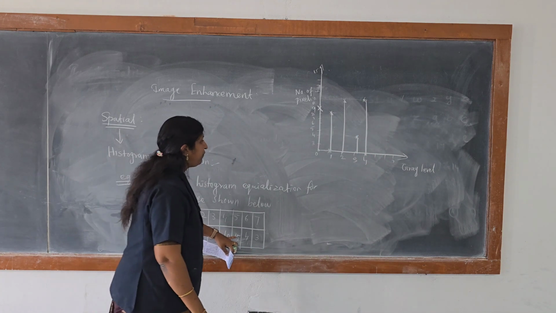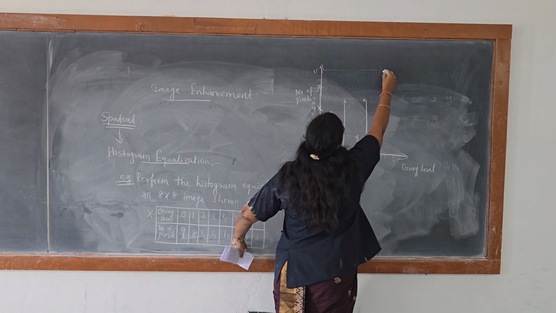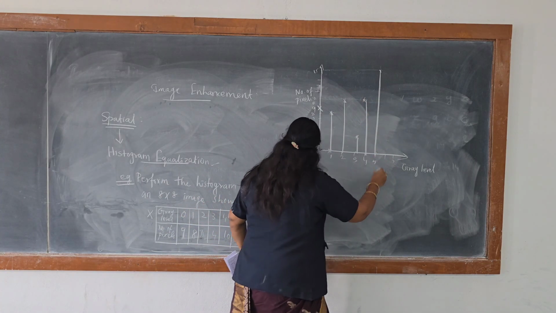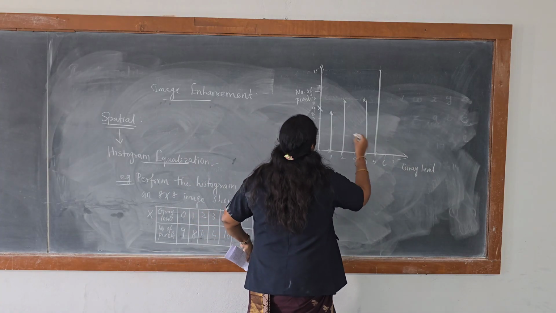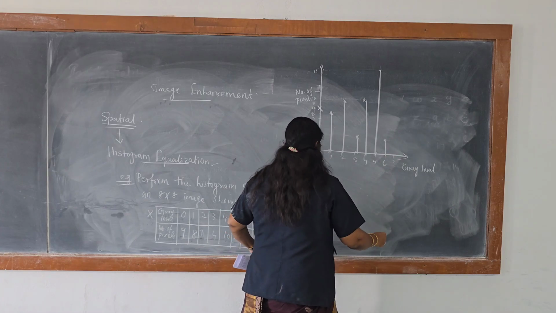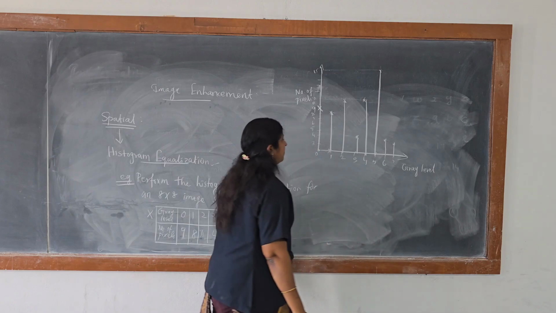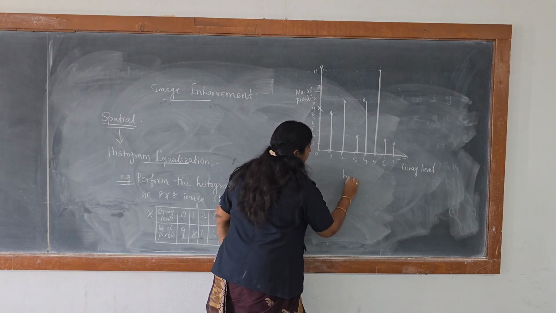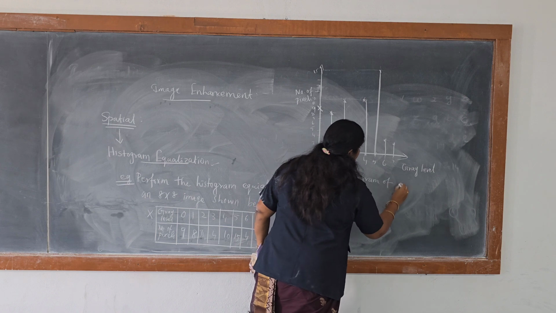Then 5, 15. 6, 4. And 7, 3. So this is a histogram of the given input image.